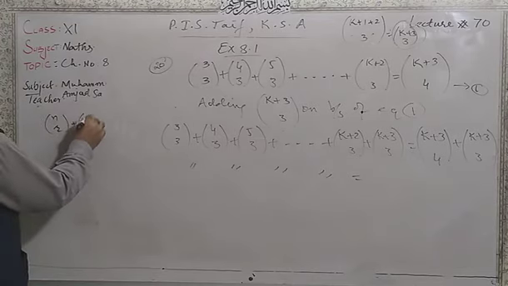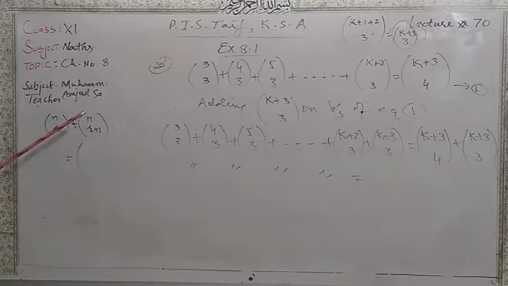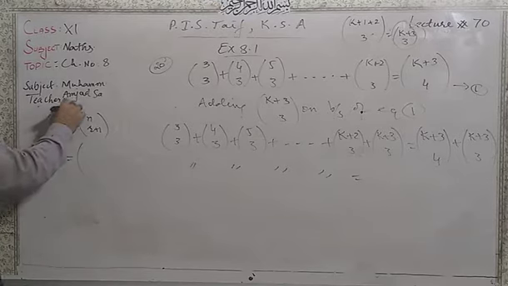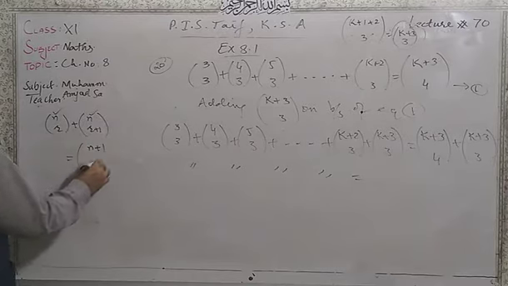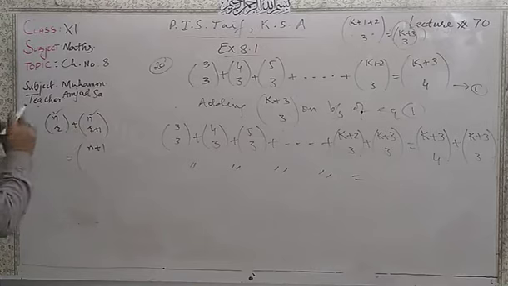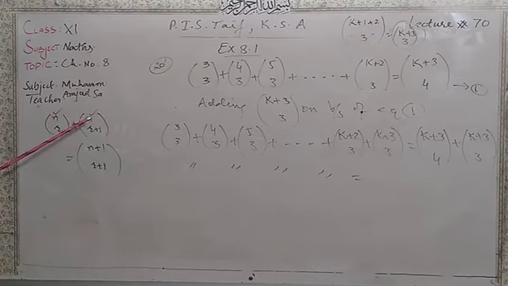nCr + nCr+1. If we have nCr or nCr+1, then we will add 1 in n, and from the denominator, the second part, the higher term will be written. We will add 1 in n and the higher term, r and r+1. Definitely the r+1 term is the higher term. It will be written here.